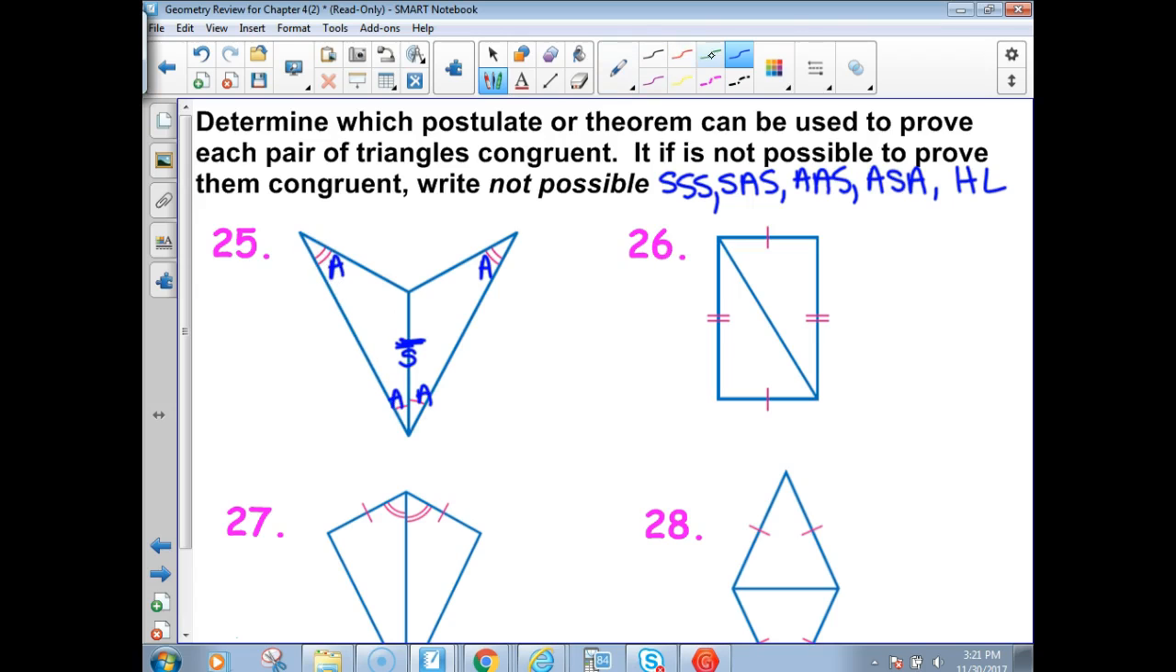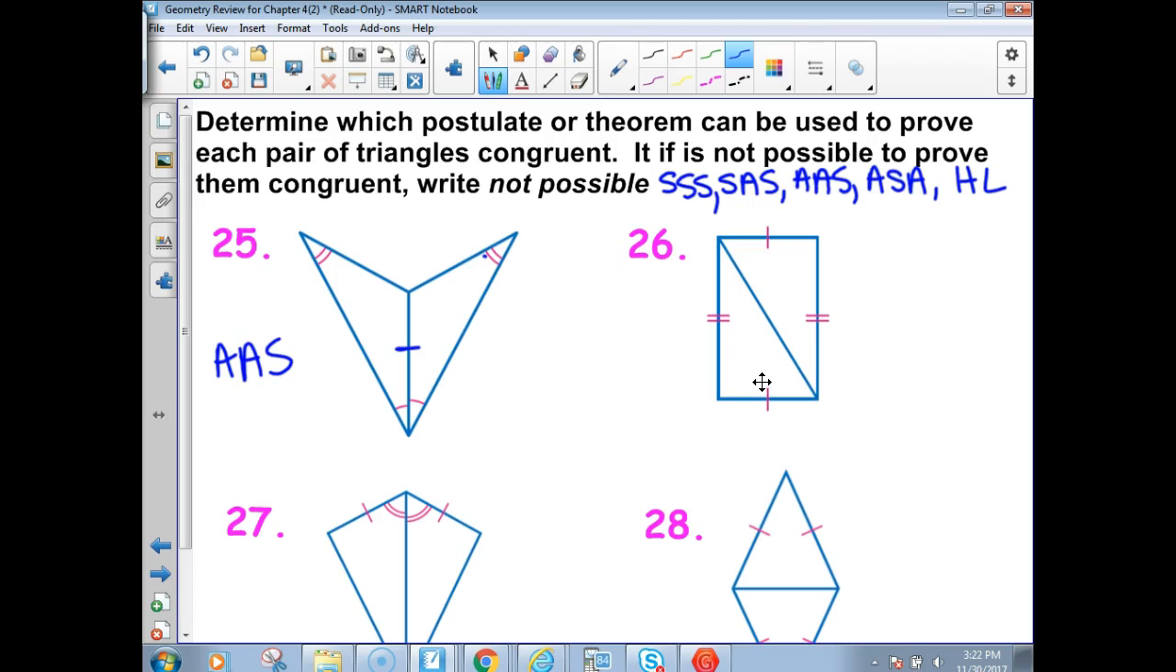This one's a little tricky. Maybe we don't want to write these letters on here. Maybe you're going to see it better. Let me show you what I mean. I'm thinking those letters actually made it more confusing, because now, if you put them out here, do you see how it's two angles and this is a side not between them? That's AAS. That's why sometimes I don't like writing the letters on there.